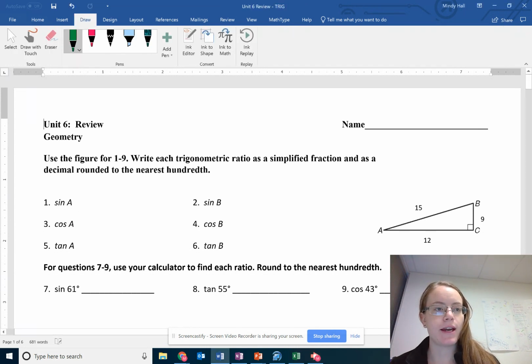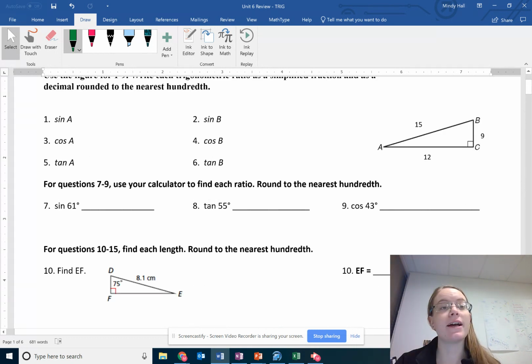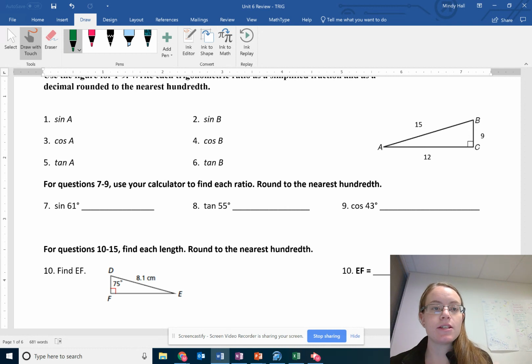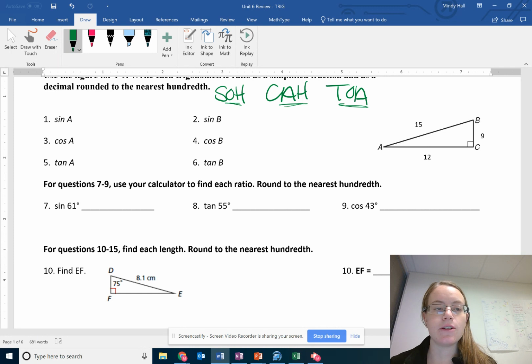So this is the review for your Unit 6 test. Starting out, we have our trig functions that we're going to have to use. Remember with this, you're going to have SOHCAHTOA. That means that sine is opposite over hypotenuse, cosine is adjacent over hypotenuse, and tangent is opposite over adjacent. So if I want sine of A, I'm going to be looking at this angle.